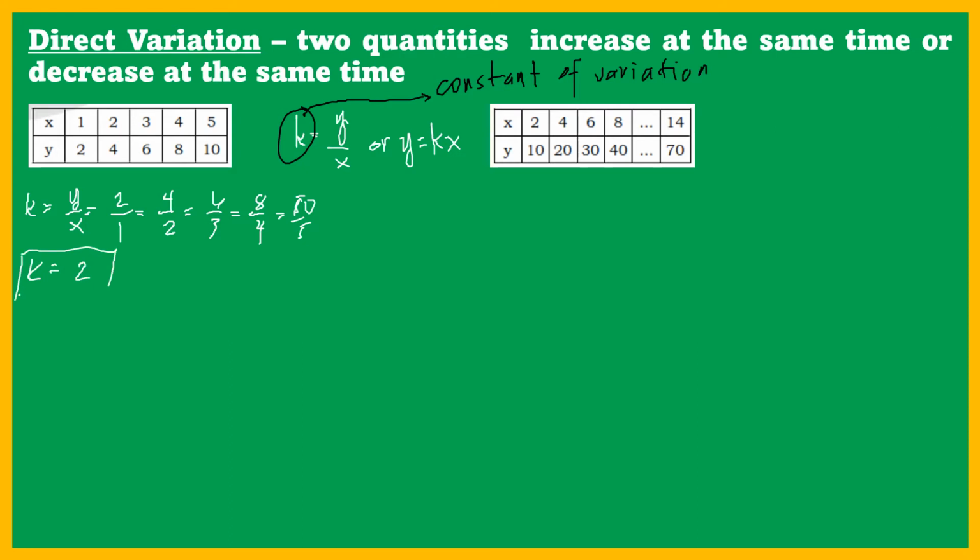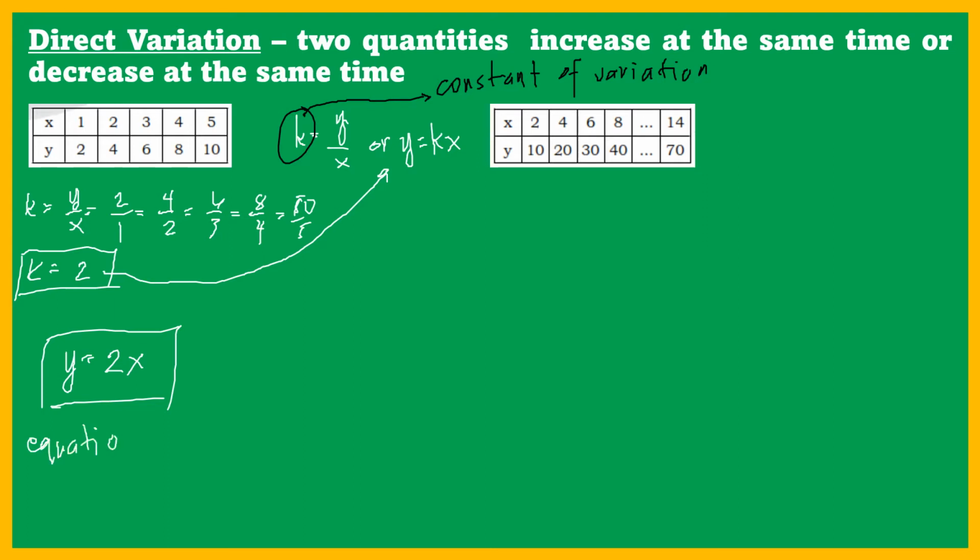Now we have the constant of variation, and then we plug it into our standard equation of the direct variation, which is y equals kx. Our equation in this given is y equals 2x, and this is what we call the equation of variation. So ayan po yun. Now we have the equation of variation. Let us proceed with the second example.